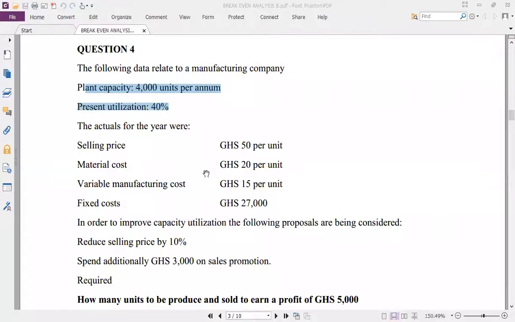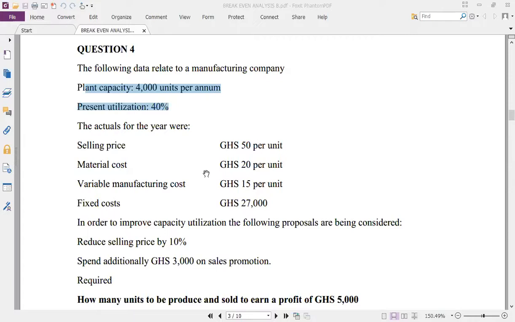They said the actual for the year were selling price 50 per unit, material cost is 20 per unit, variable manufacturing cost is 15 per unit, fixed cost is 27. In order to improve capacity utilization, the following proposals are being considered. Reduce selling price by 10%. Spend additionally 3,000 on sales promotion.